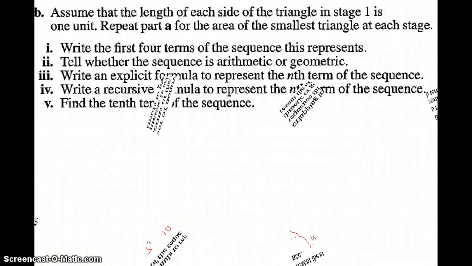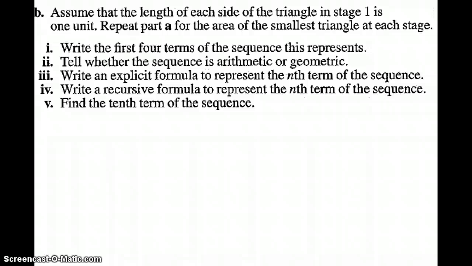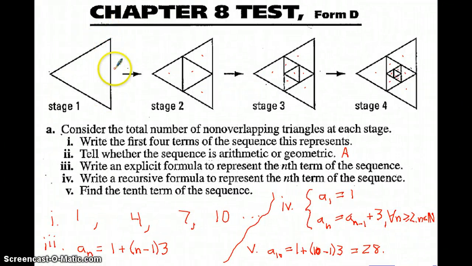Great. B. Assume that the length of each side of the triangle in stage 1 is 1 unit. Repeat part A for the area of the smallest triangle at each stage. Okay. I will just keep going back and forth, and you can see all my cool page transitions. All right, we're at the first 4 terms of the sequence this represents. Well, the first one, if the long side is 1, is that what they said? I'm looking for the area of this triangle.